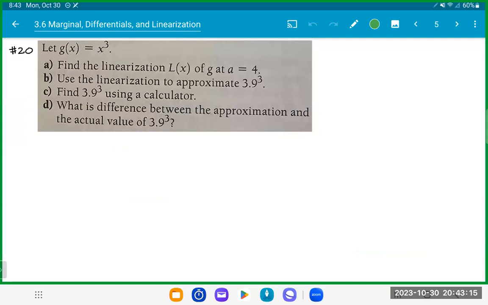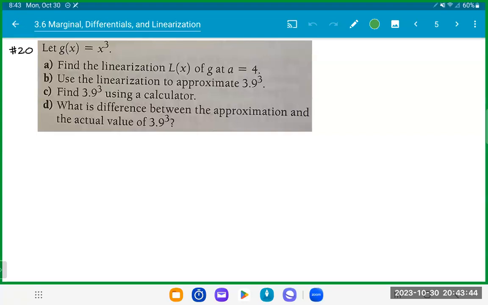So a couple of word problems here. The first one is number 20 in your textbook. Well, it's not really a word problem, but for this one, it's another where we need to do some approximations. We want to let g of x equal x cubed, and find the linearization of g at a equal to 4.